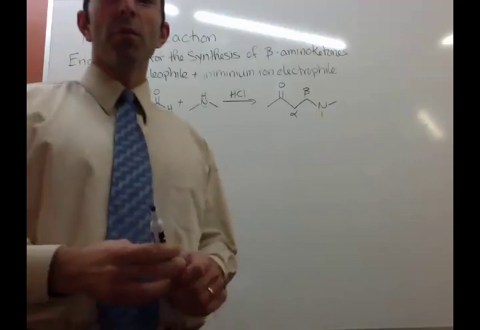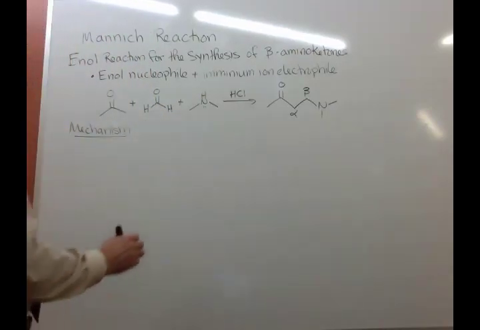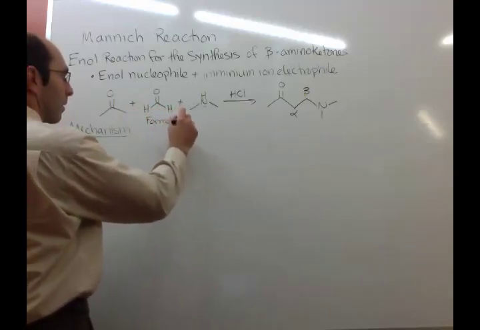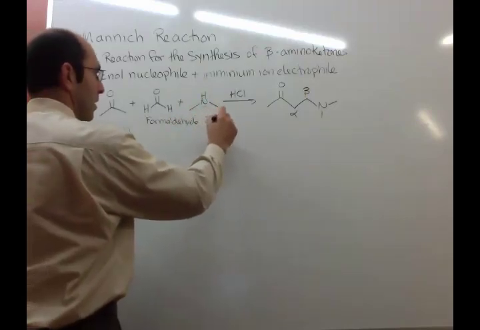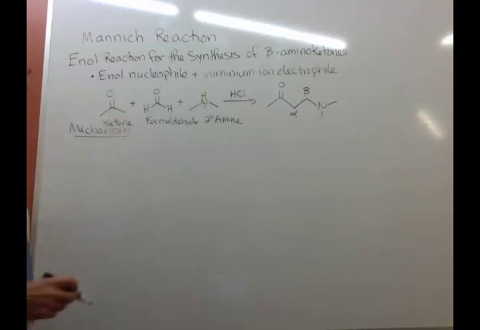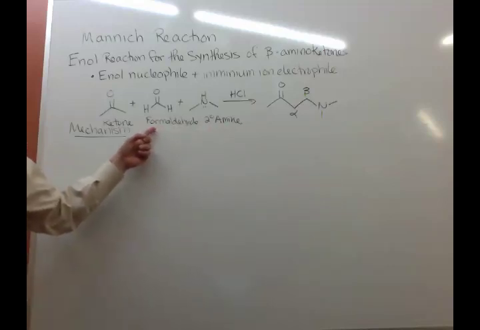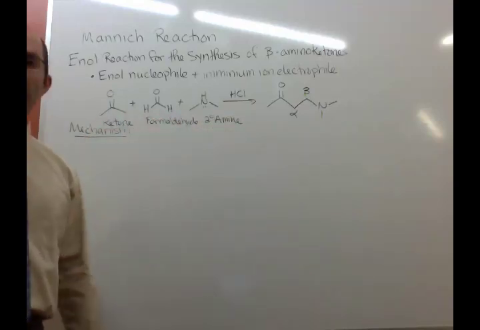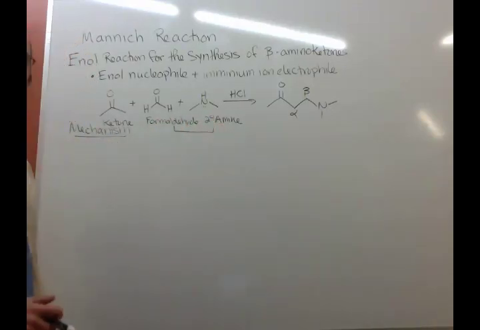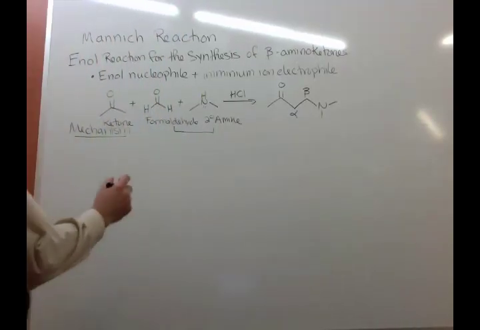Now, if we think about the mechanism for this reaction, the key thing with the first step in the reaction is to make the iminium ion electrophile. So we're going to focus on reaction of formaldehyde with our secondary amine. When you're thinking about the Mannich reaction, we're always going to combine a ketone, formaldehyde, and a secondary amine. It'll always have formaldehyde. The two variables will be the ketone and the secondary amine. So let's react these two components first, the formaldehyde and the secondary amine. They're the things that will react the fastest, and they'll give us the iminium ion electrophile.